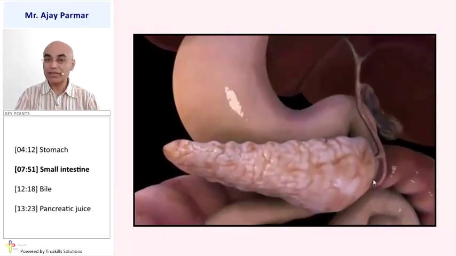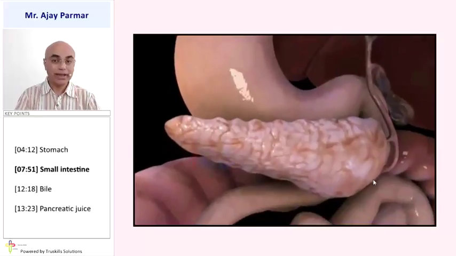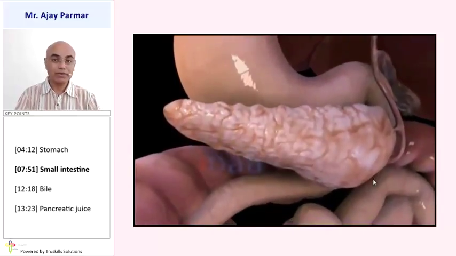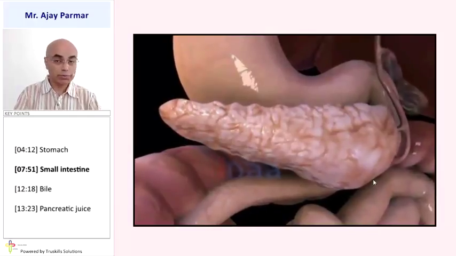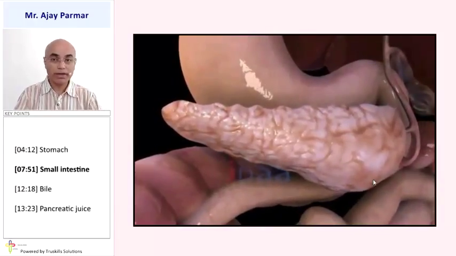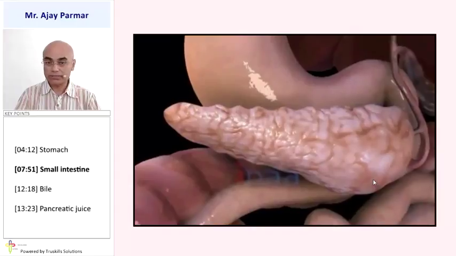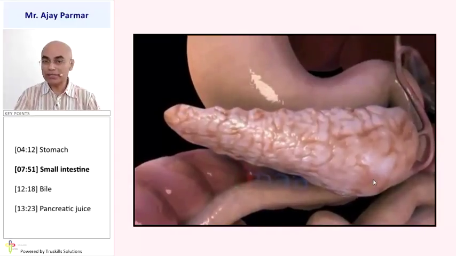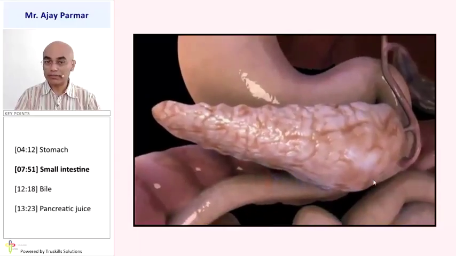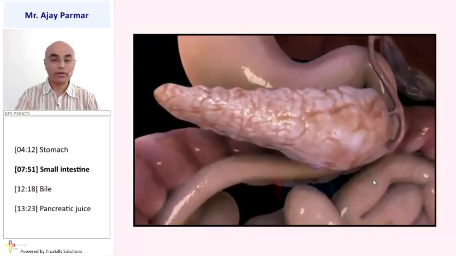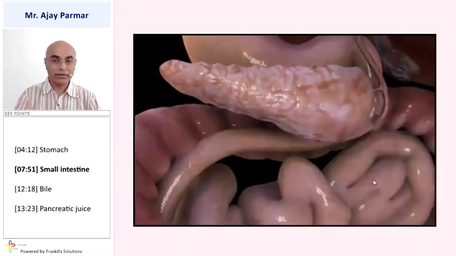The pancreas releases the hormone known as insulin and also enzymes called trypsin and lipase, which are responsible for important digestion functions. The pancreas is responsible for sugar metabolism and also for fat digestion by lipase.